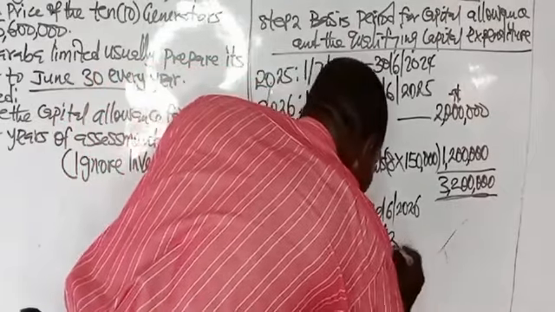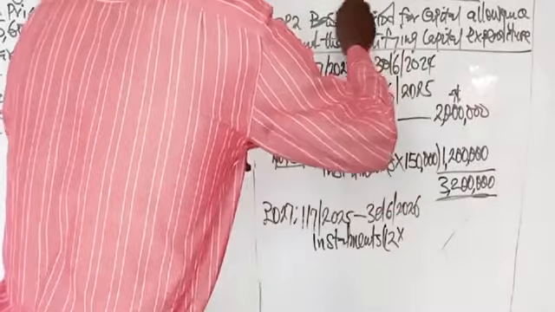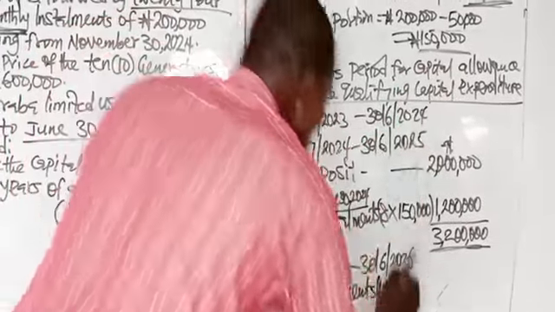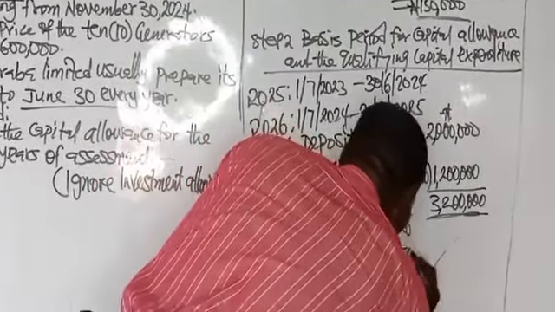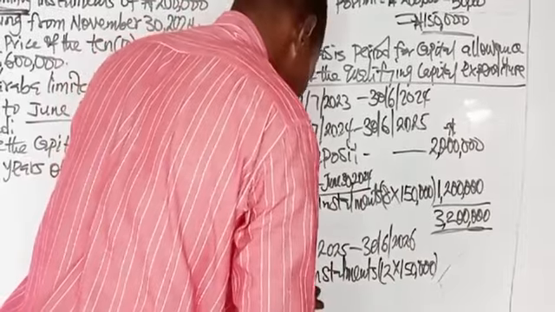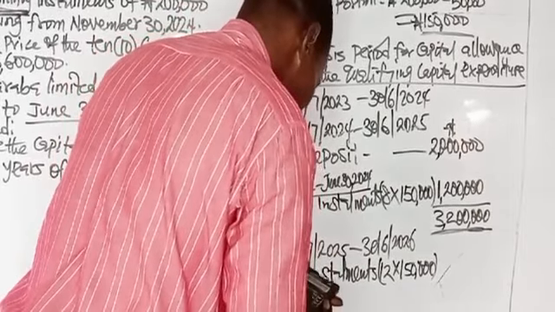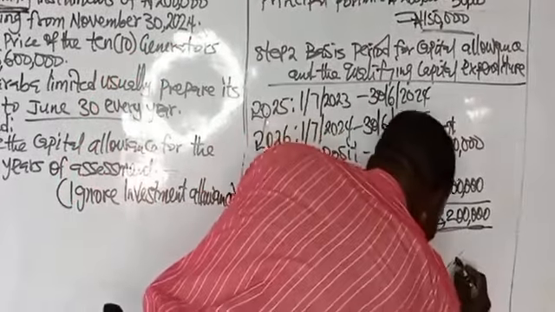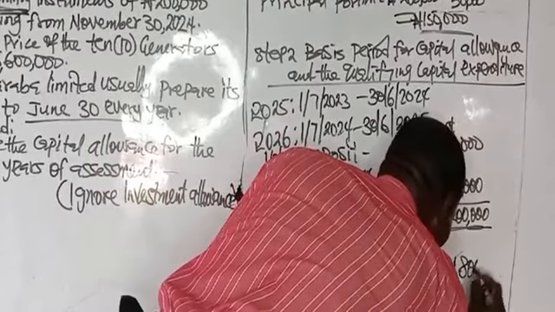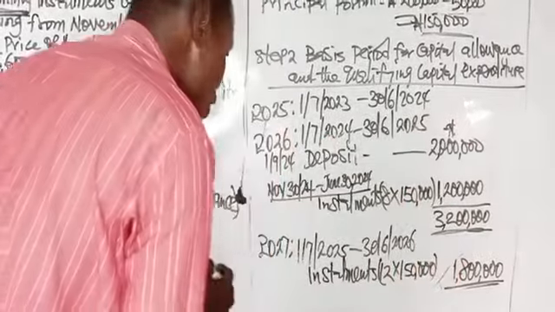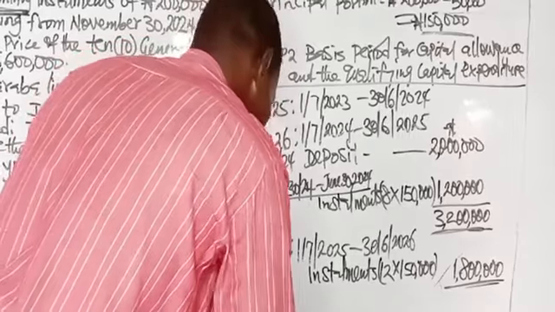12 installments times the cash element included in each of the installments, which is 150,000. So you have 12 times 150,000. Then you have 1.8 million. The qualifying capital expenditure in 2027 year of assessment is 1.8 million.